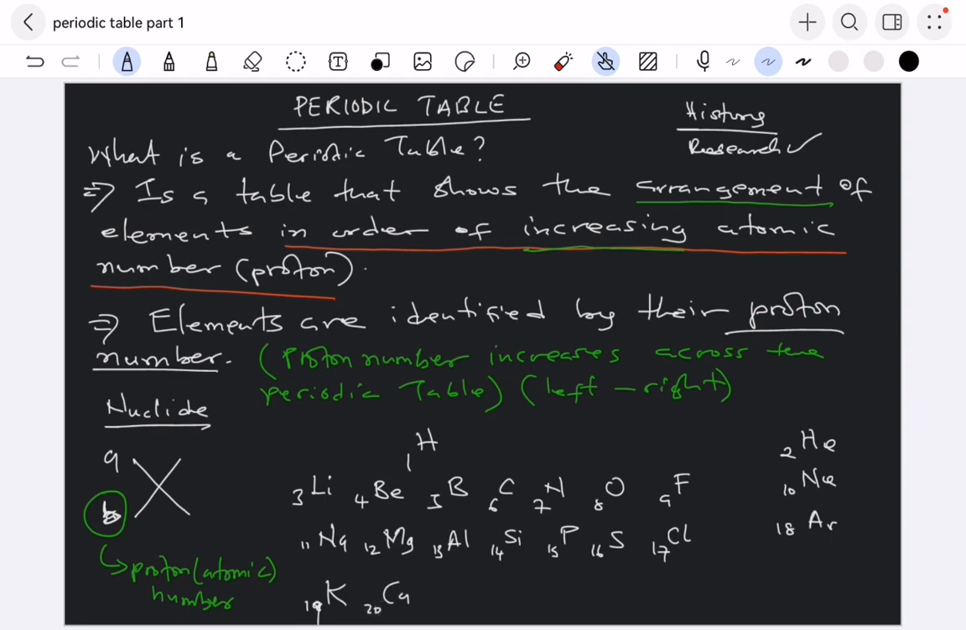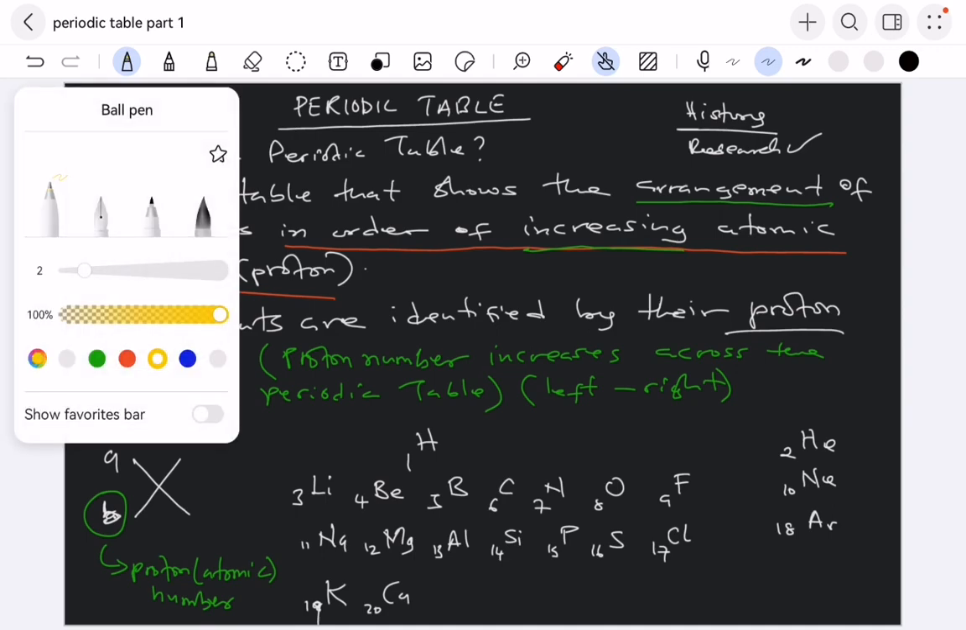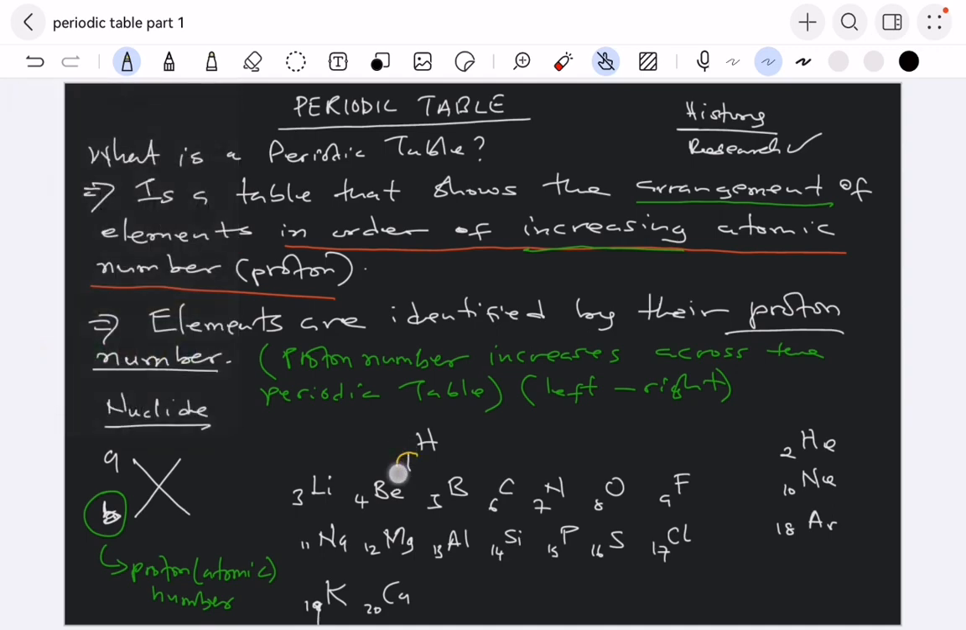So what this basically means is that if you pay attention to the proton number, it's increasing as you move across the periodic table, that is from left to right.